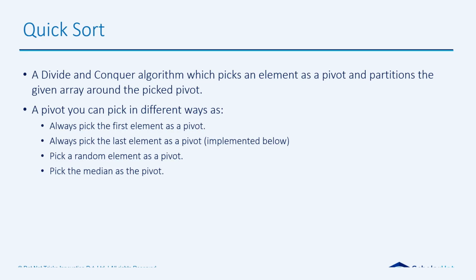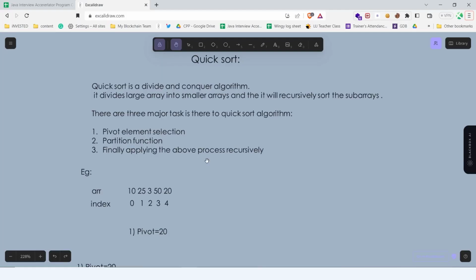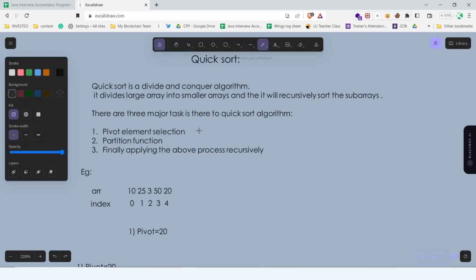Now what does this pivot element mean? Let's jump to the whiteboard and understand what this pivot element means actually. We'll one by one see what this pivot element means. Alright, so here you can see the quick sort, and we're going to see each and everything about the quick sort.